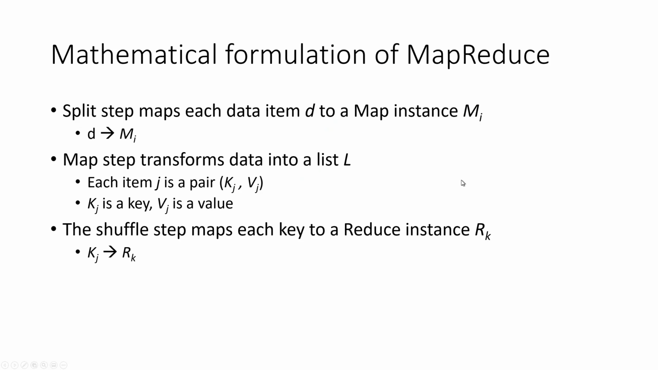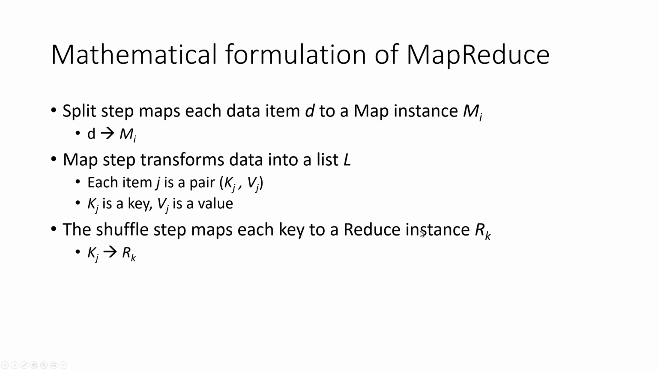So we can provide a mathematical formulation for how MapReduce operates. The split step maps each data item D, for example, a chapter or a set of images, to a map instance MY. So there's this mapping of data item to map instance. The map instances will transform the data that they receive into a list, and each item in this list is a key value pair.